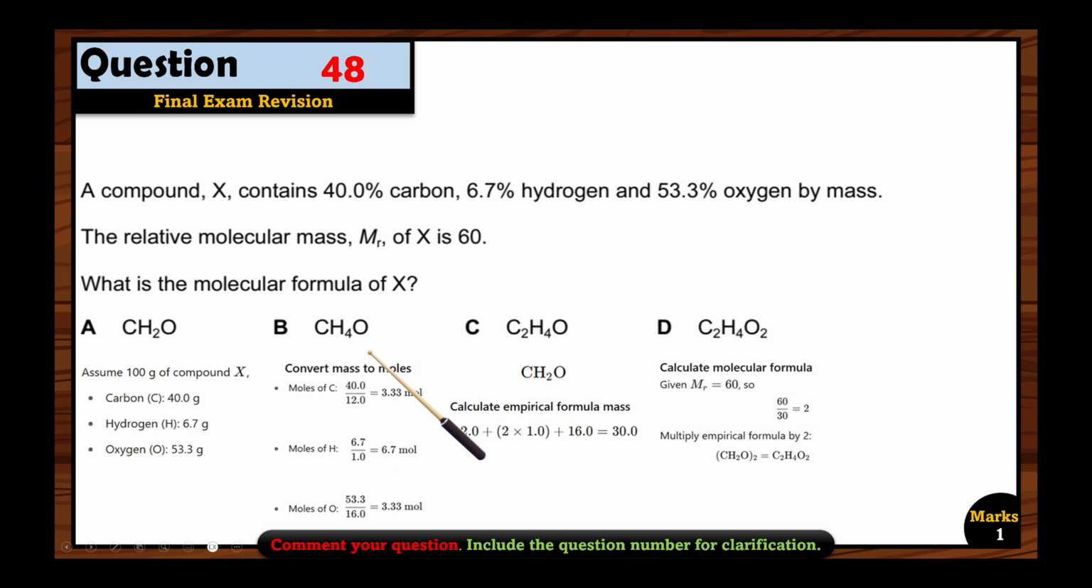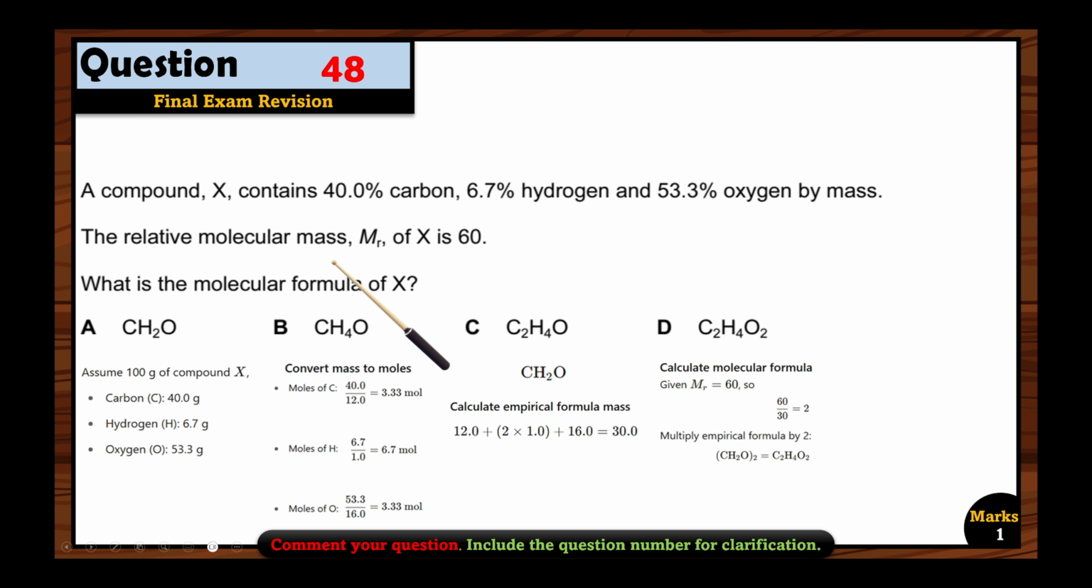So the first step for the empirical formula was to calculate the number of moles. We already calculated the number of moles, right? So now we will divide by the smallest number, that is 3.33. So what will we get? Carbon 1, hydrogen how many? 2, and oxygen 1. So this is now our empirical formula, right? So up till here, we already know. So what will be the next step once you know the empirical formula?